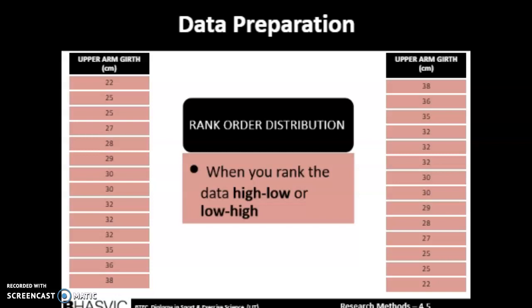So on the left, you can see that the upper arm girth goes from smallest to largest, starting at 22, goes all the way up through 25, 30, 32, 35, 38. And on the opposite side, on the right hand side, you can see that 38 is the top. So we're going from highest to low, and then it goes all the way down to 22. With range, you would only see the 38 minus 22 and that value. However, here you can see that we've got two 25s, so you can see that some of the data is actually nearer the lower end of the set.